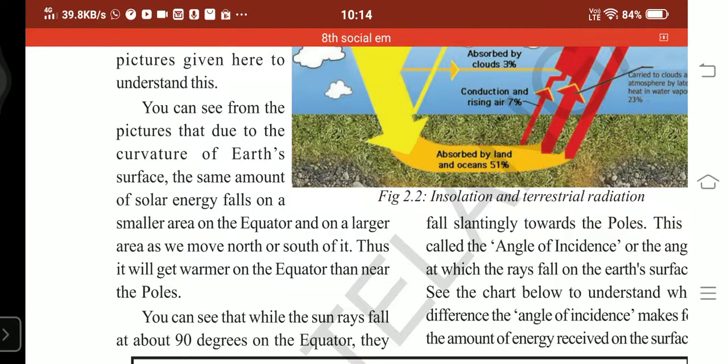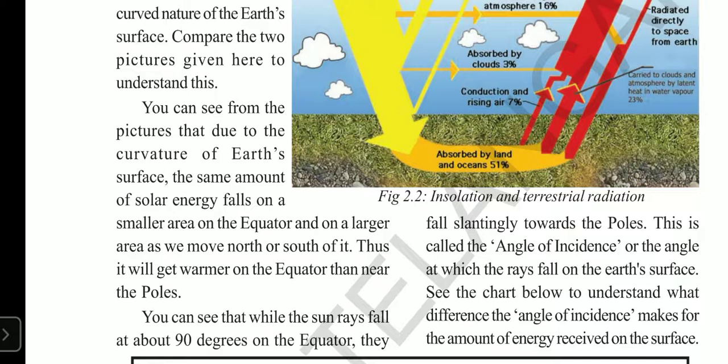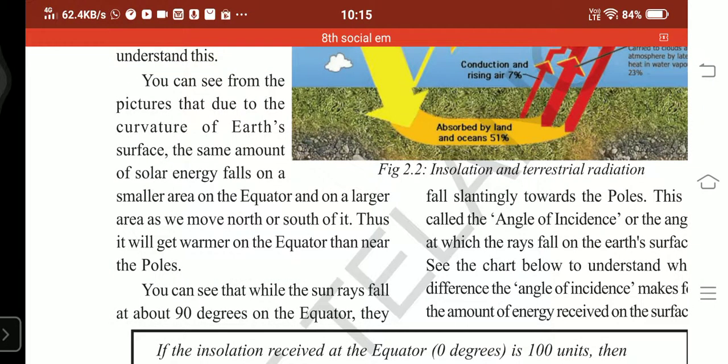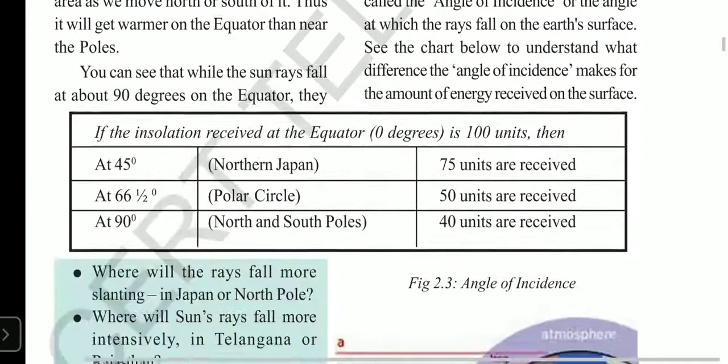So here the curvature of the Earth's surface. The same amount of solar energy falls on the smaller area on the equator and on larger area as we move north or south of it. You can see from the picture that due to the curvature of the Earth's surface, the same amount of solar energy falls on a smaller area on the equator and on larger area as we move north or south of it, right? How it is, we'll see here.